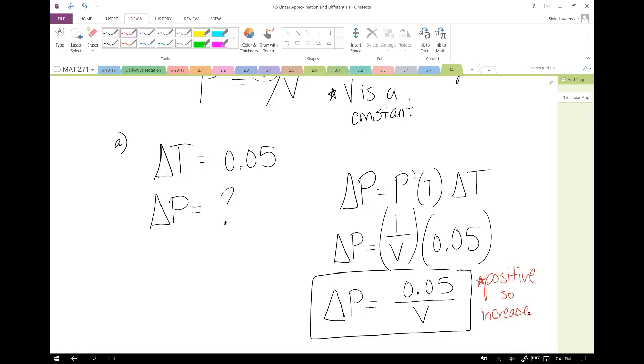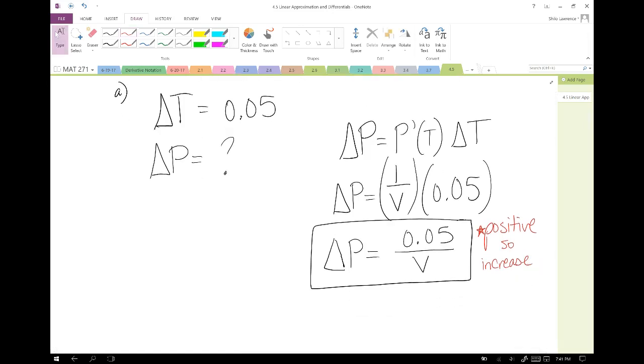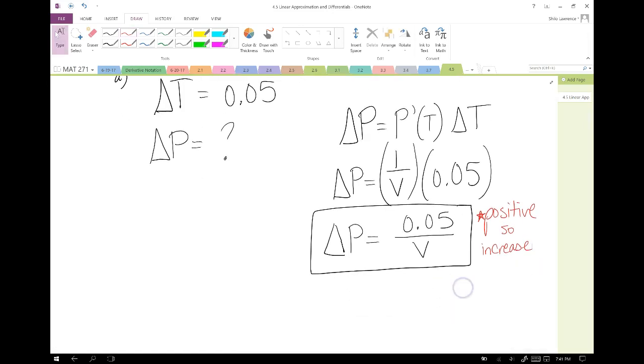So as the temperature increases, the pressure is also increasing. But just the fact that the number came out positive means it's increasing. If it comes out negative, that means it would be decreasing.